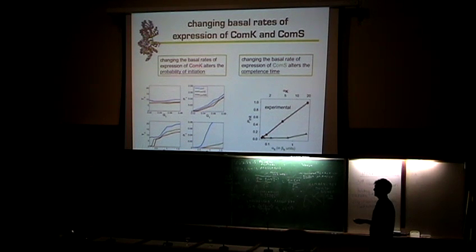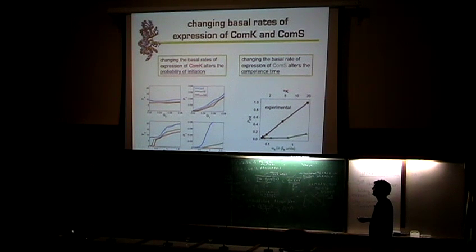And here, and this is the interesting one, is the probability that you're going to have a competence cycle as a function of the basal expression of ComS. And you see that over here, the noise coming from binding and unbinding plays a big role, right? This red one over here is really fast binding and unbinding. And you can see that this really doesn't change the probability of competence cycles.